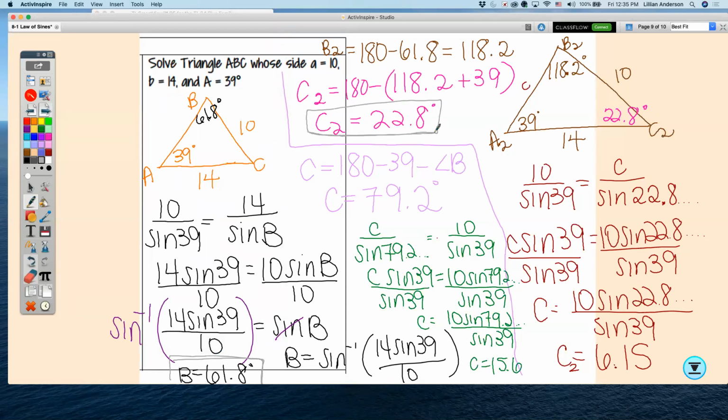It is, especially on ambiguous cases, it's a lot. So we should never really just add our angles together unless they're whole numbers. If there's a decimal, we should never add our angles together. Correct. Only if they're whole numbers. Correct. So you should have 2 angle B's, 2 angle C's, and 2 side C's.